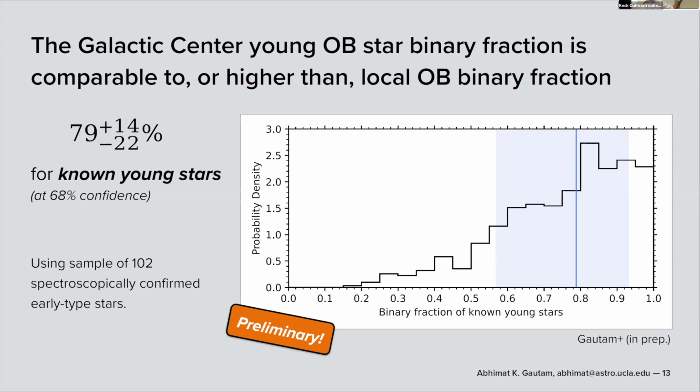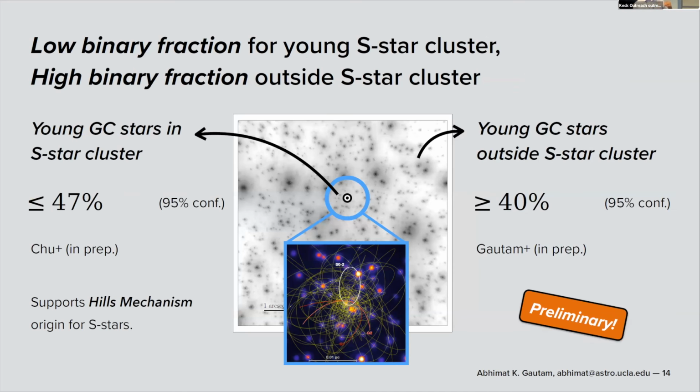And this is just looking at the sample of about 100 spectroscopically confirmed early type stars at the galactic center. So it's predicting a very high binary fraction. And what's also very interesting, just to wrap up, is that when we compare this with other work that's being done by Devin Chu, who's looking at the central stars in the galactic center. Devin's work is looking at the S stars, which are a group of young stars with very eccentric orbits around the central black hole.